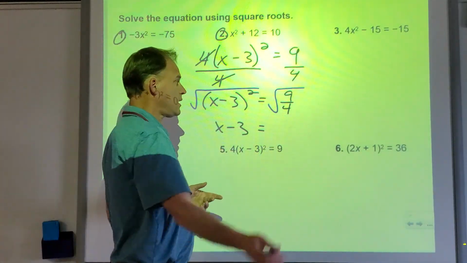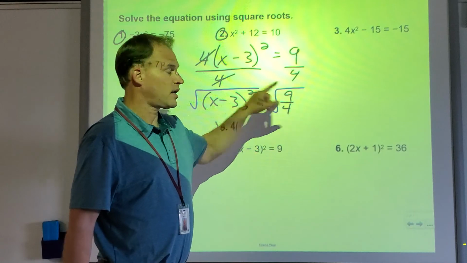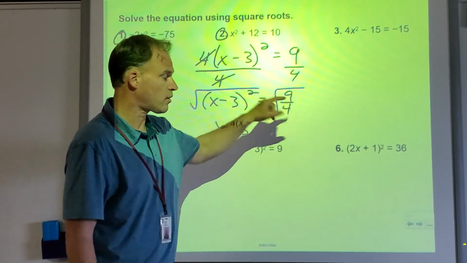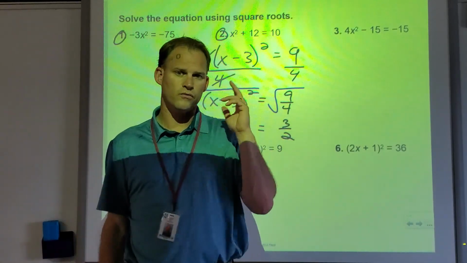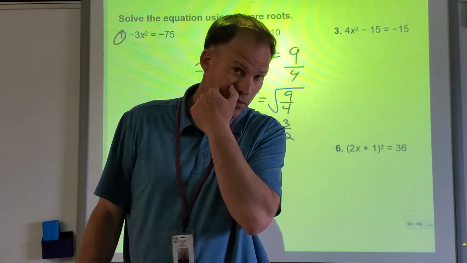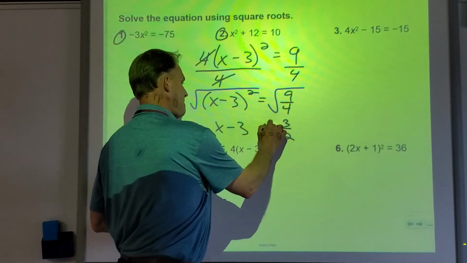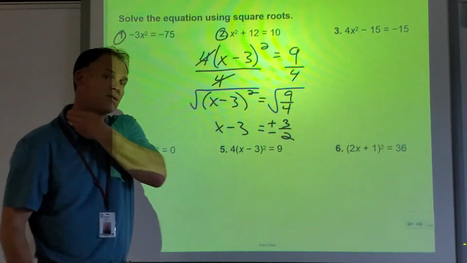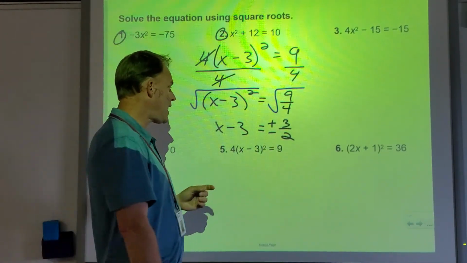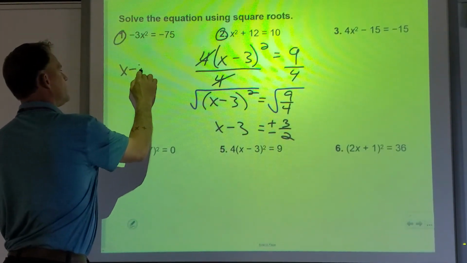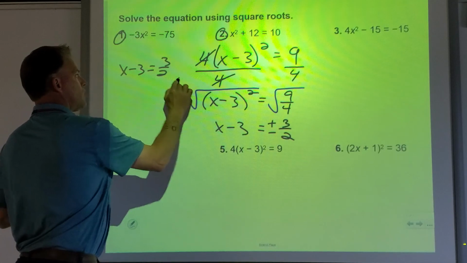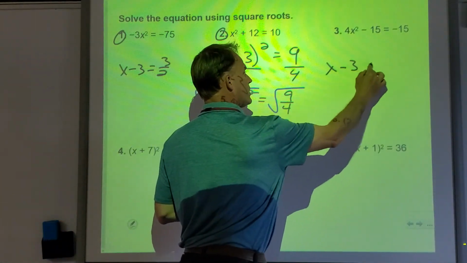Well, we talked about that in the radical chapter. What's the square root of 9? What's the square root of 4? Yeah, so that's 3 over 2. And don't forget, whenever you take the square root of a number, you need the plus minus. All right, now, again, I need to write two equations here. X minus 3 equals, and x minus 3 equals.